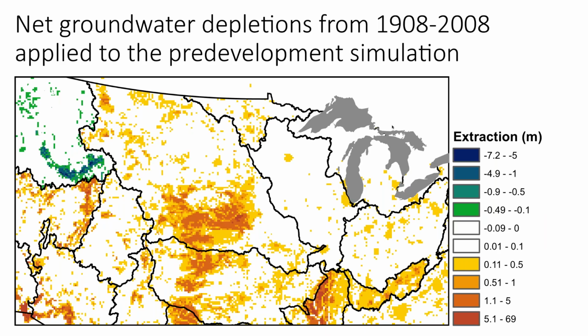To do that, we applied net groundwater depletions from 1908 to 2008 from the Konikow study to our pre-development simulation. Actually, the Konikow study just has estimates by aquifer, so we used those estimates by aquifer, and then we used a paper by Yoshiwada, which estimated the spatial distribution of pumping, to come up with this map where we have spatially distributed groundwater depletions. So we take these depletions and we apply them to our steady state simulation.